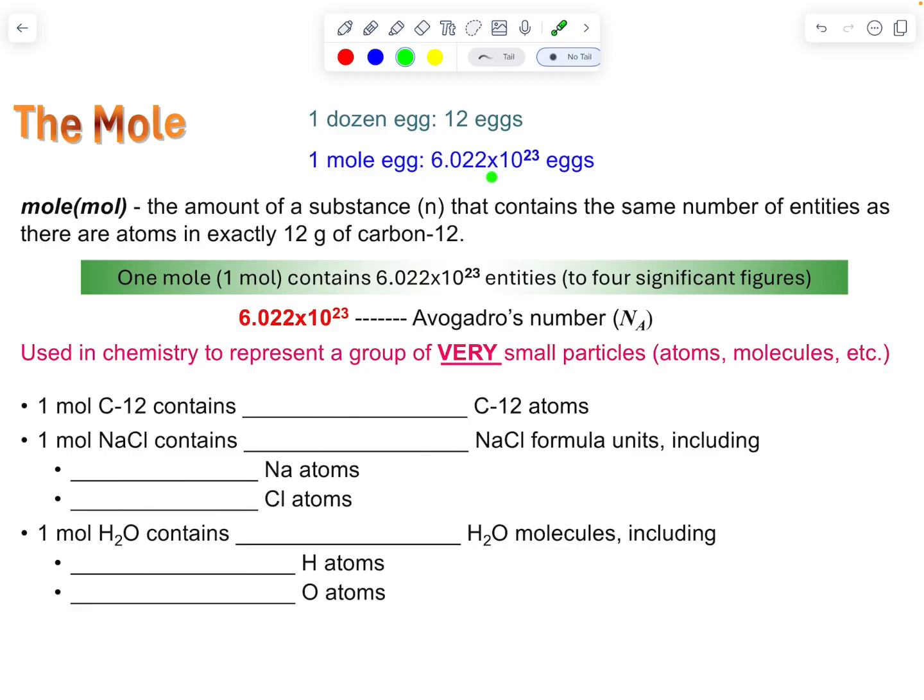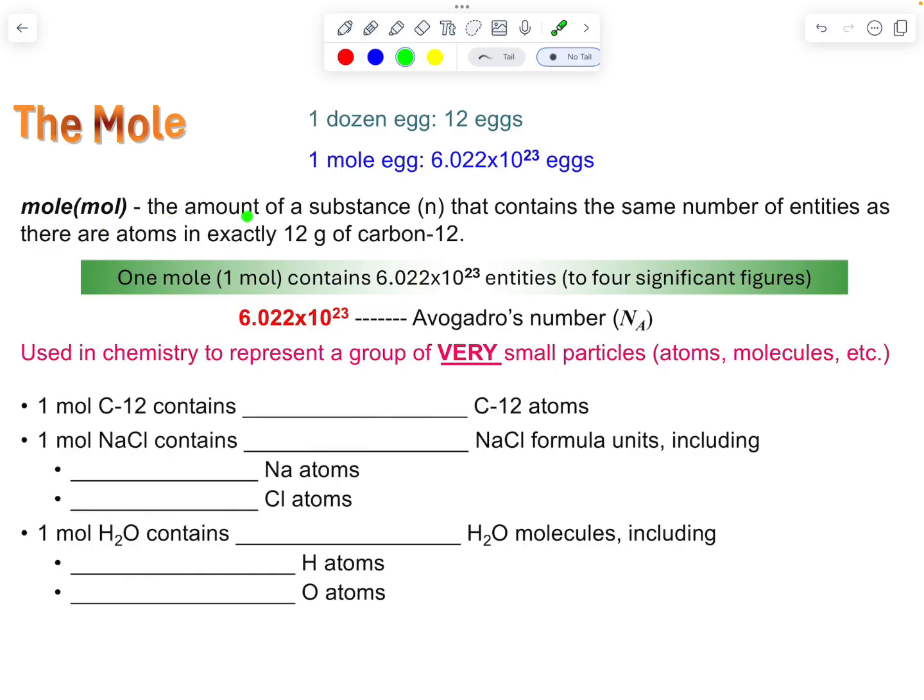If you have 6.022 times 10 to the 23rd, it's a large number. If you have this many eggs, you can say I actually have 1 mole of eggs. So basically, a mole is essentially like a dozen, but it's just a larger number to describe the amount of substance. The definition of mole as a unit is abbreviated as mol.